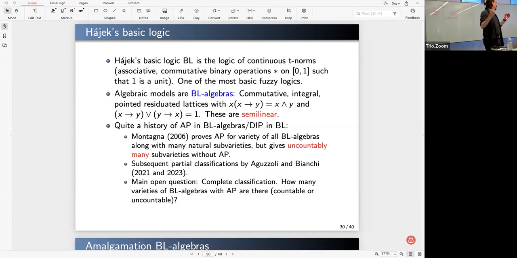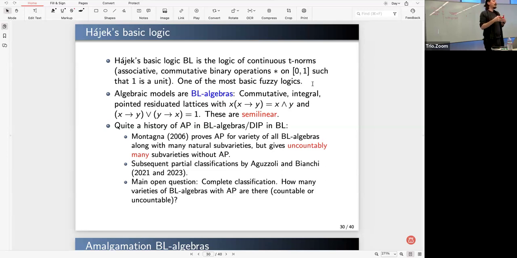Basic logic is a bad name. Perhaps we should rename it to be Hájek's logic or something like that. The name has stuck, though. What is basic logic? Basic logic is essentially the logic of continuous triangular norms. So if you think about the compact unit interval of real numbers, and I think about a commutative binary operation that's also associative with unit 1, and I stipulate that that operation is continuous with respect to the usual topology, that's what a continuous triangular norm is.